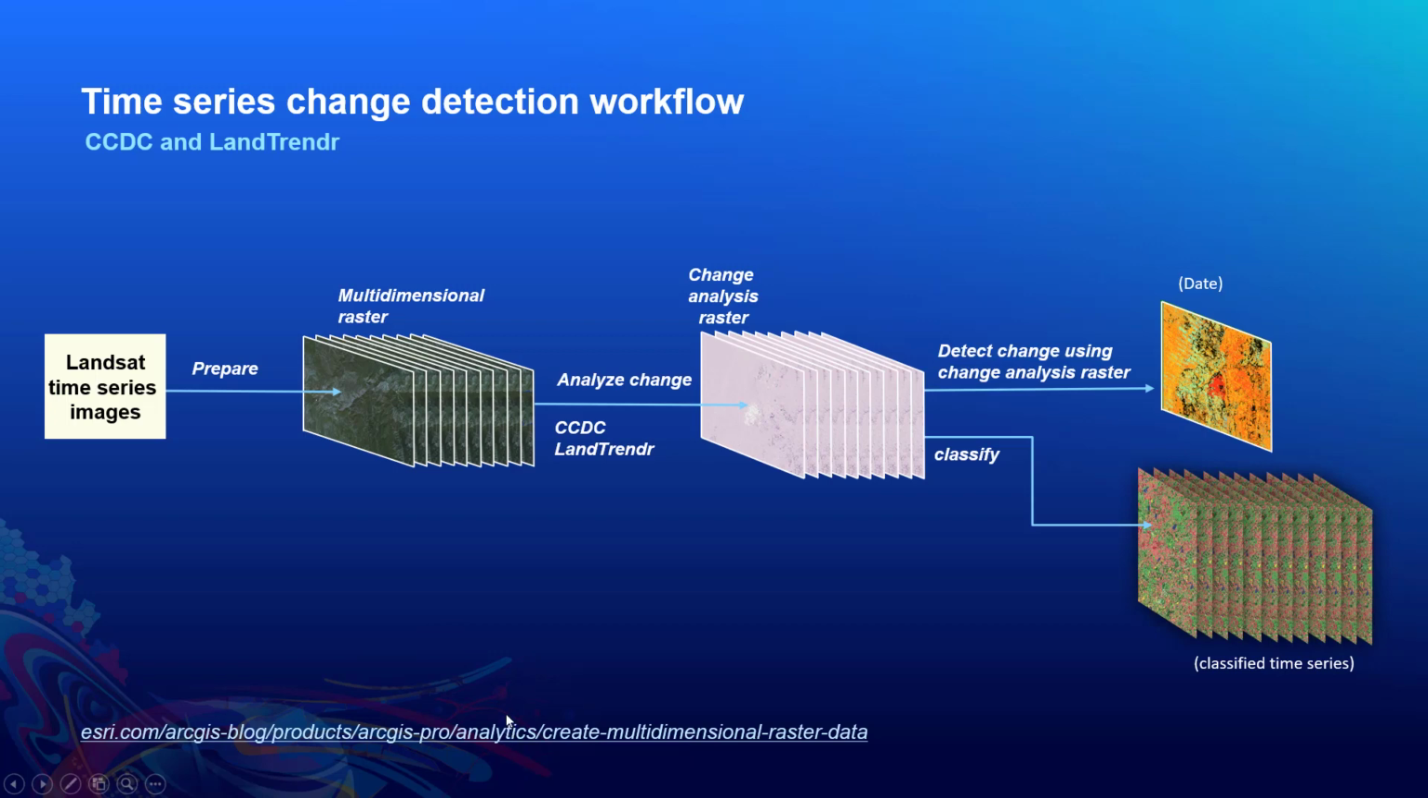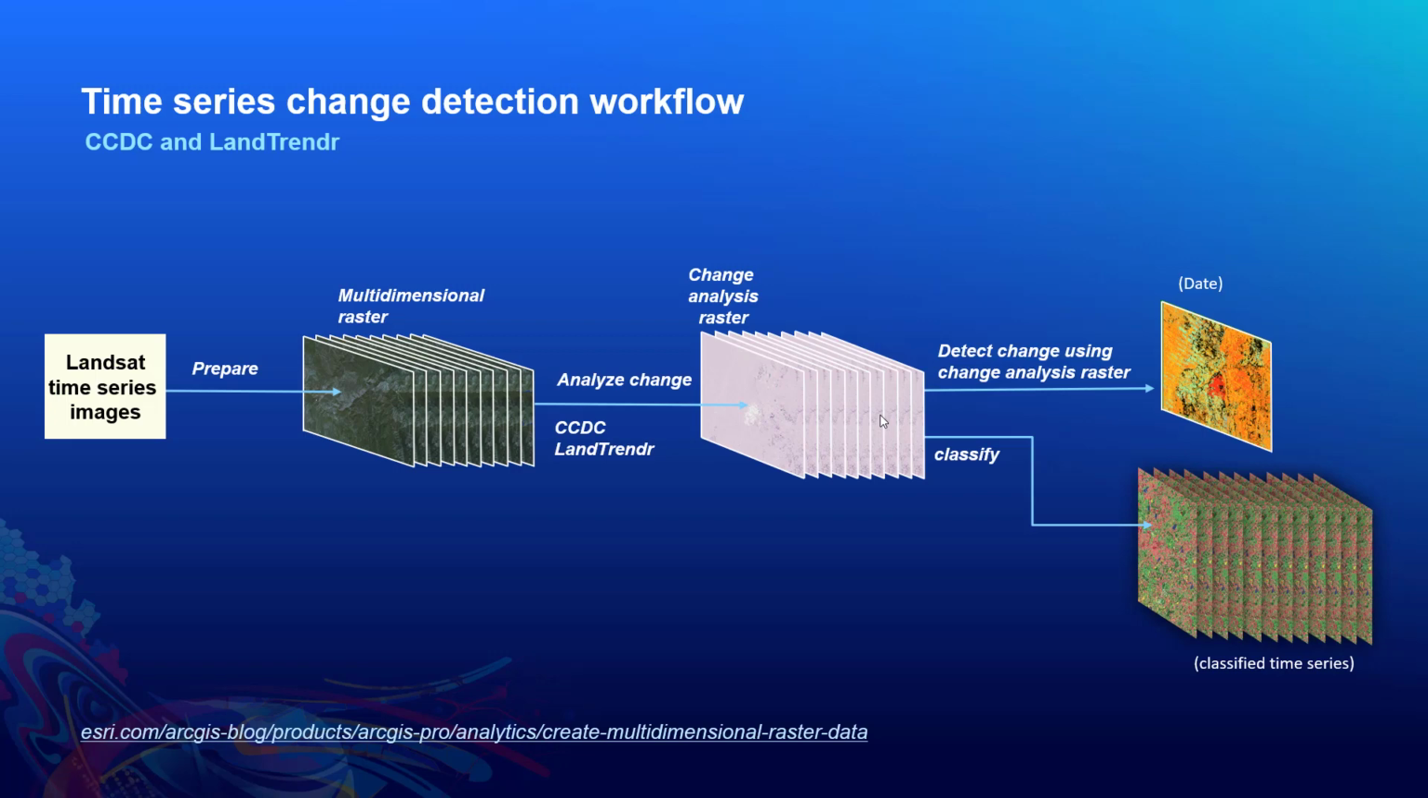So once you have a multidimensional raster, then use either the Detect Change Using CCDC tool or the Detect Change Using LandTrendr tool to create a change analysis raster. Which tool to use really depends on the availability of your image and also your applications.